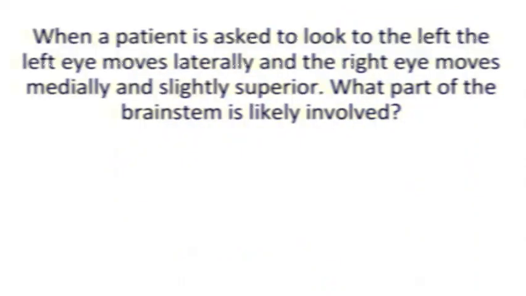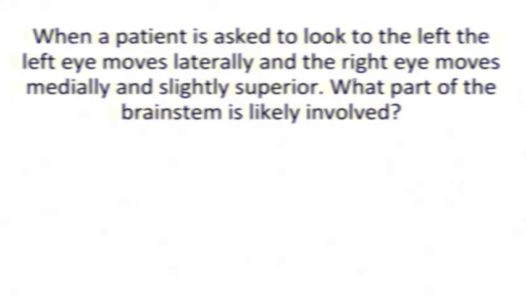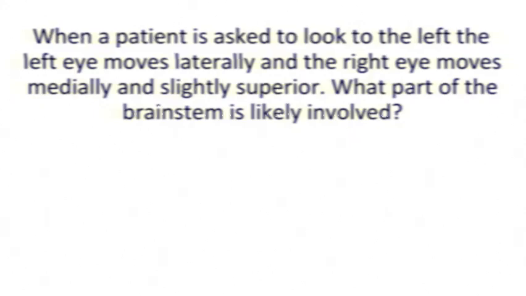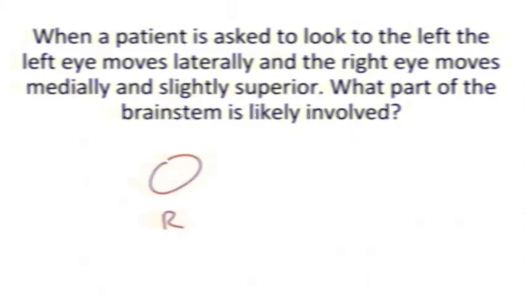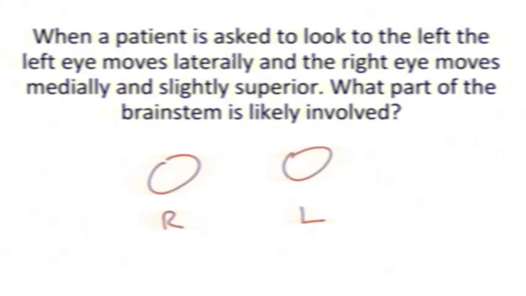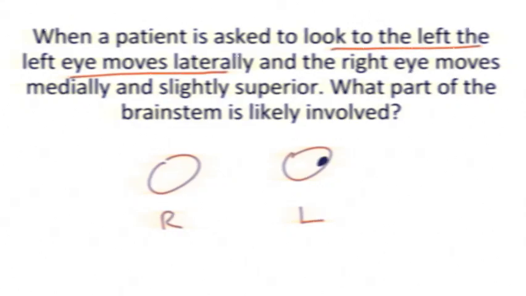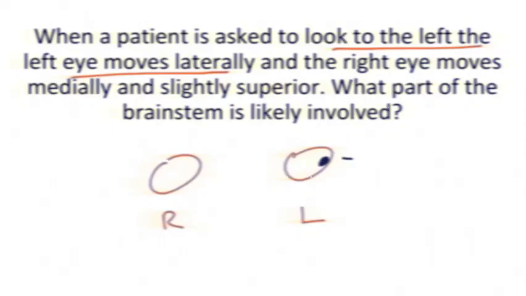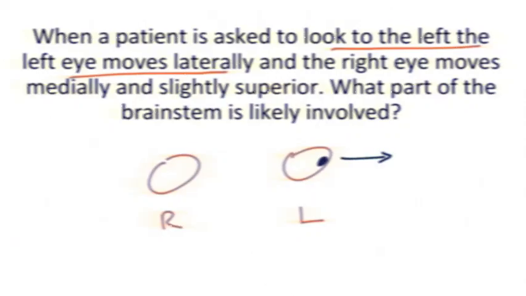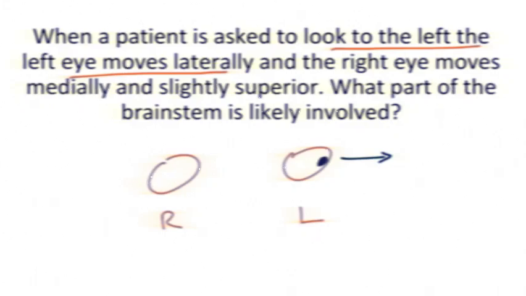When a patient is asked to look to the left, the left eye moves laterally and the right eye moves medially and slightly superior. What part of the brainstem is likely involved? Okay, let's draw this out to see what's happening. This will represent the patient's right eye, and this will represent the patient's left eye. From the question stem, we can see that when looking left, the left eye moves laterally. So let's show that here. When looking left, the left eye moves laterally. The right eye moves medially, as expected, but also slightly superior, which is unexpected.